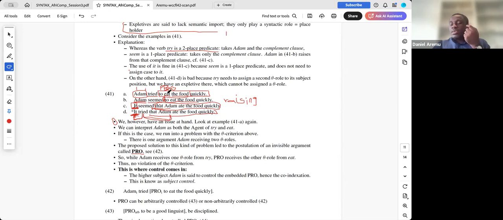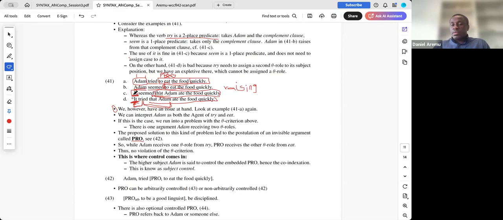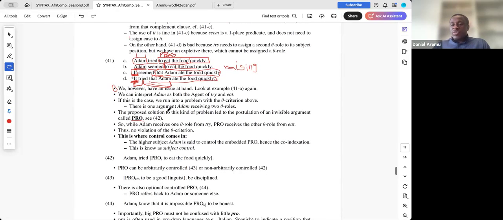That is against our theta criterion. The theta criterion says an argument must take one theta role. So it means if it takes one theta role from try, it must not take one theta role from it, or vice versa. If you take a theta role from it, you can no longer take a theta role from try. But we know that it's actually being generated very high in this position. So what is the solution? The solution is that Adam actually receives one theta role.